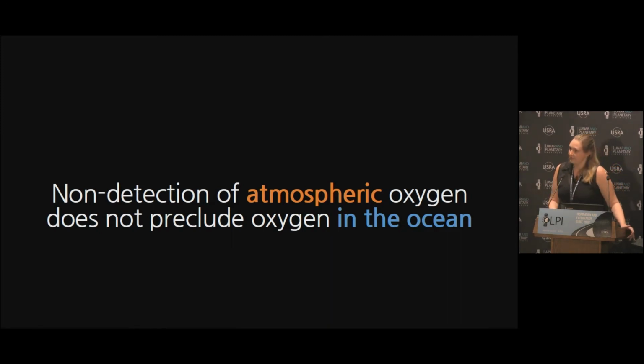Okay, so the first major take-home message of this talk is that non-detection of atmospheric oxygen on an exoplanet does not preclude dissolved oxygen in the ocean, and it doesn't preclude biospheric oxygen dependence and widespread aerobic ecosystems on that planet's surface. In the case of Earth, we think that oxygen in the ocean predates remotely detectable levels of oxygen by something like 2.5 billion years. So this is not a trivial issue.